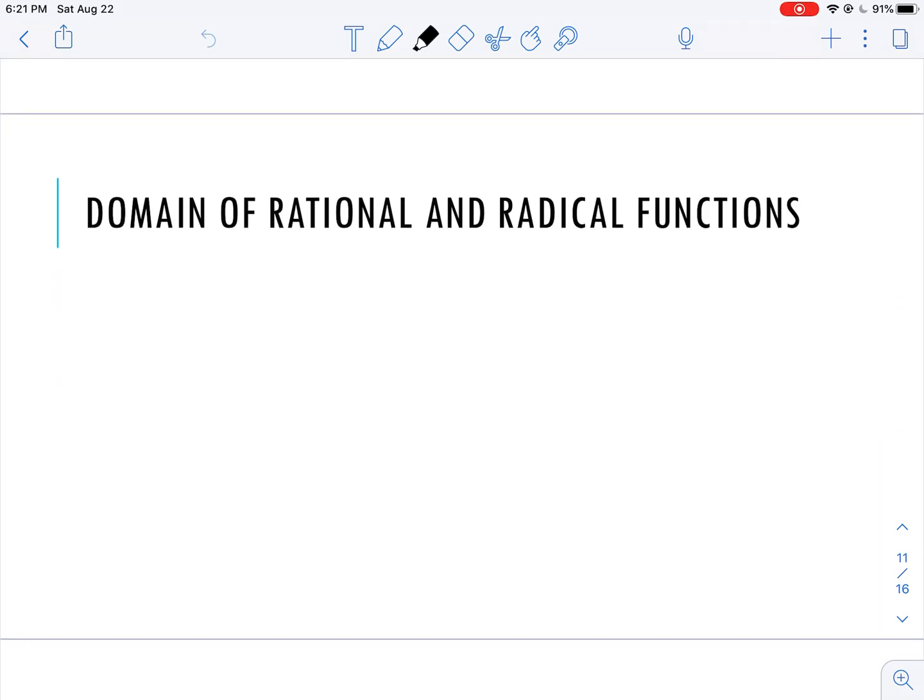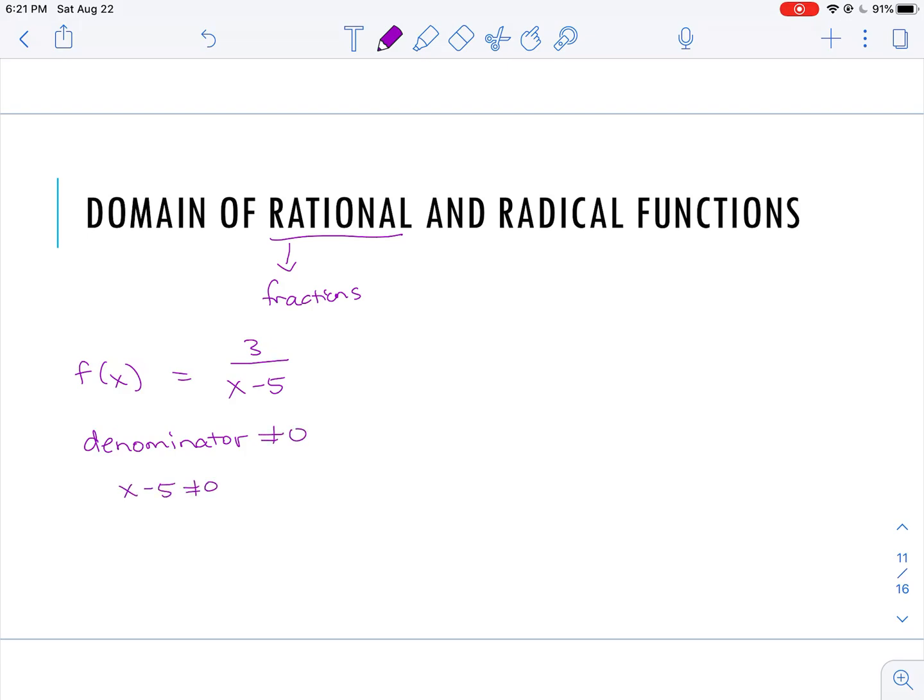So the domain of rational and radical functions. Rational functions are the ones that look like fractions. So if I had f of x equals 3 over x minus 5, if you guys remember, everything works in a fraction except the denominator can't equal 0. So if it's asking for the domain, we just take whatever the denominator is, say that it can't equal 0, and solve that. So if I solve this, my domain can be anything, but x can't equal 5 because if x is equal to 5, the denominator would equal 0. So for rational functions, if it's asking you to find the domain, you would just take its denominator, say that it can't equal 0, and solve.